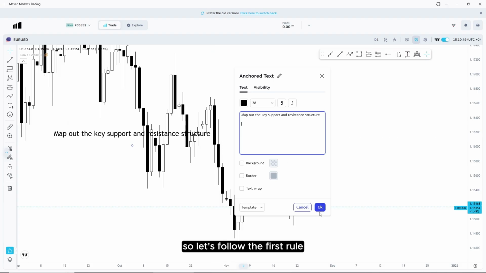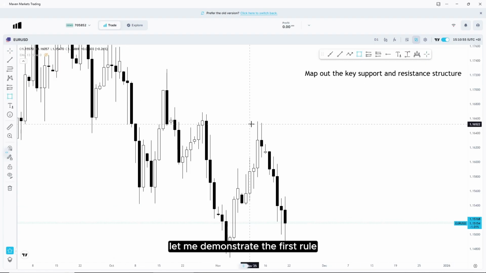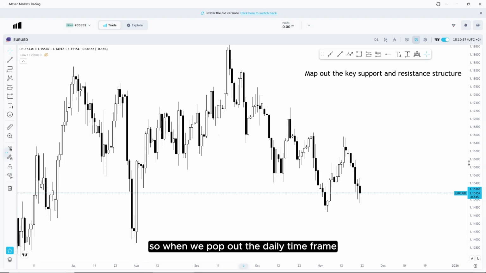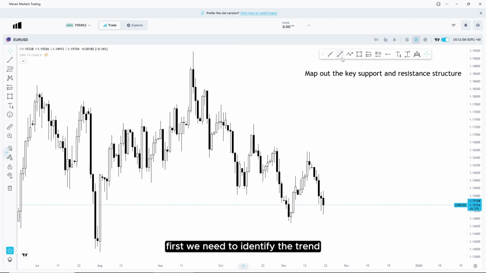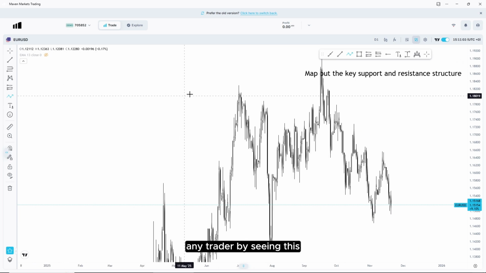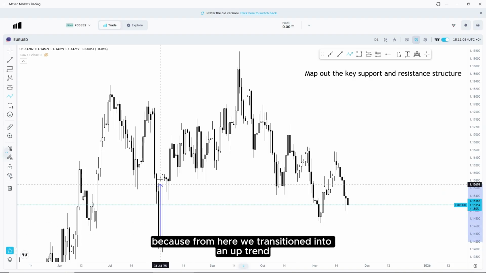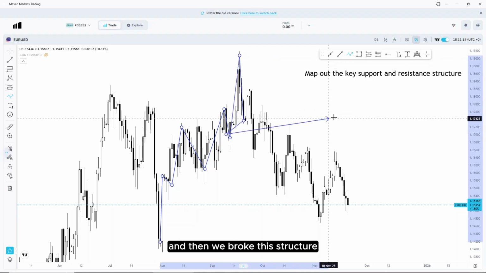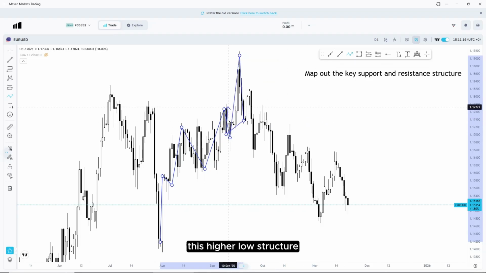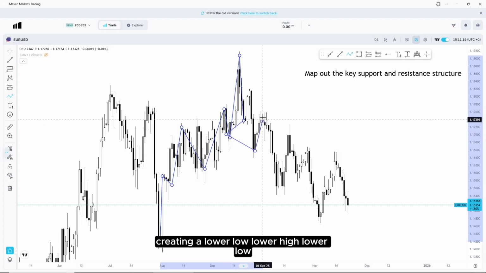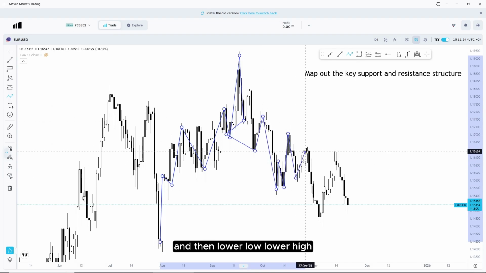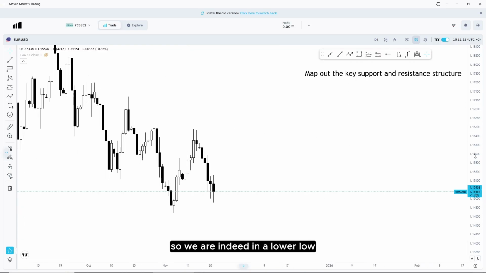So let's follow the first rule. Let me demonstrate the first rule. So when we pop out the daily time frame, first we need to identify the trend. Any trader, by seeing this, knows that we are in a downtrend, because from here we transitioned into an uptrend, and then we broke this higher low structure, creating a lower low, lower high, lower low, and then lower low, lower high. So we are indeed in a lower low.